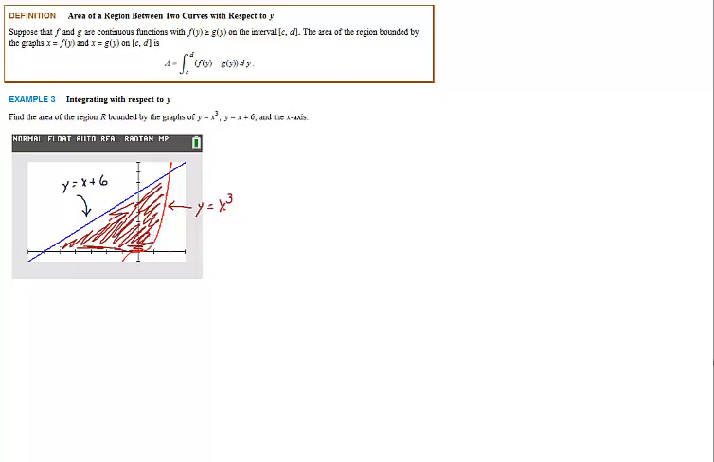What I'm going to do is integrate with respect to y, which means I'm going to do it with my rectangle this way. And as I slide it up and down, notice the function that is always on top is this x cubed, and the function that is always on bottom is this x plus 6. Now, note that I've got to get this in terms of y, so I'm going to rewrite these functions using algebra, so I'm going to do that now.